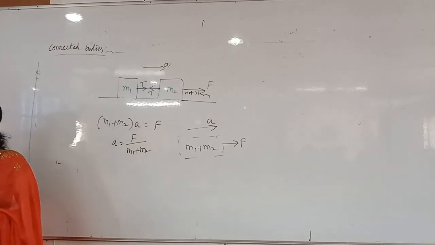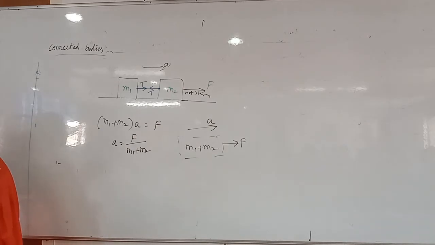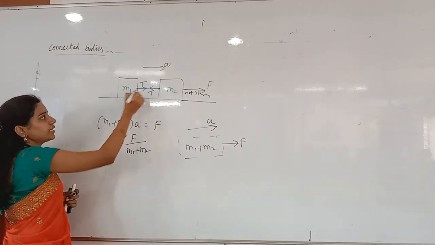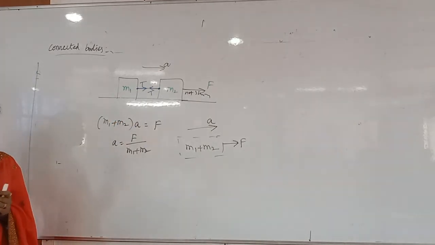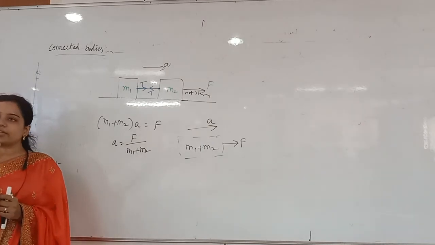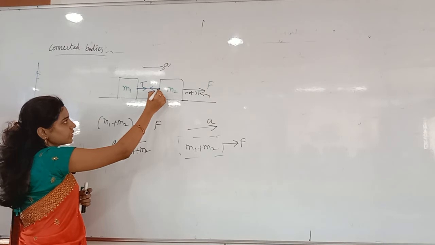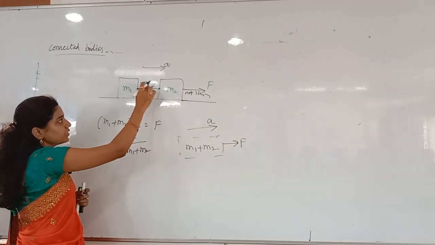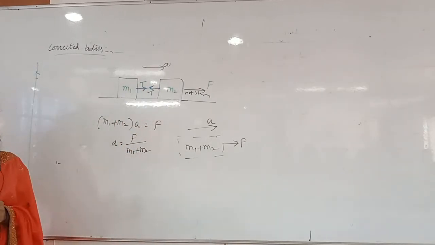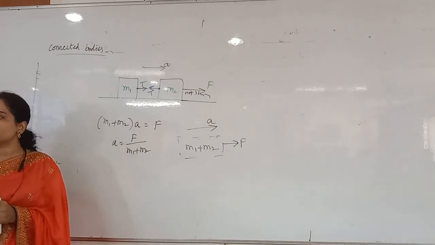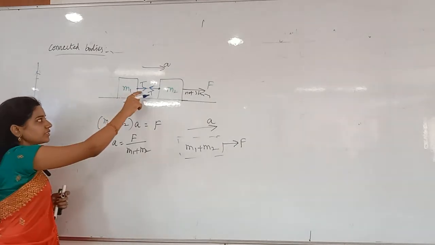So where there is a connection, tension will always act away from that, into the string. Here there is a connection, so tension is acting away from it. Here also there is a connection, so tension is acting away from that. Only one string is there, so only one tension will be there. So I got tension here.